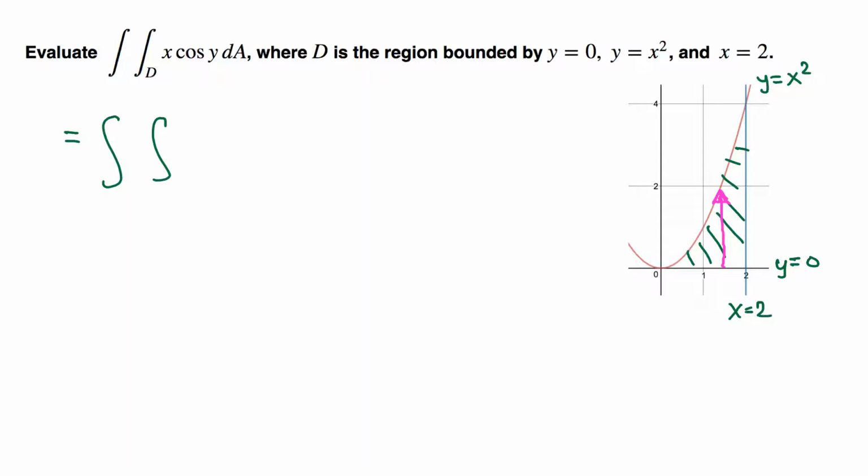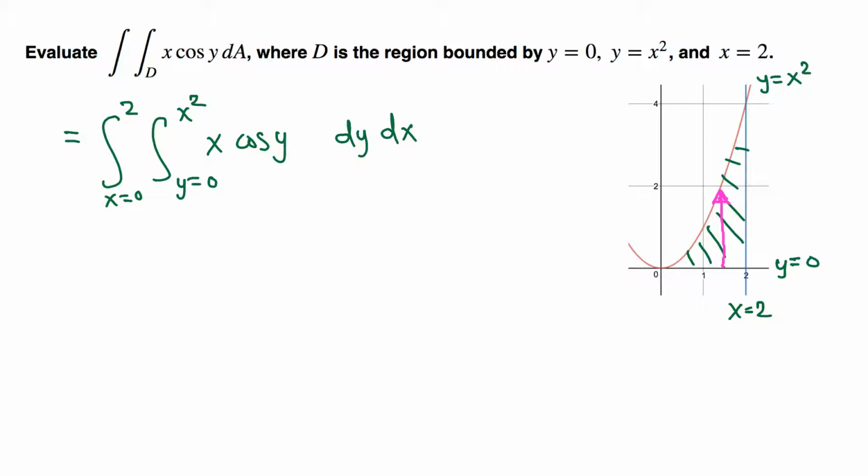First inside, so y goes from 0 to x square, so y from 0 to x square, so dy comes first, then dx, and our function is just x cosine y. And for x, look at this curve, 0 all the way to 2, so x from 0 to 2. So we converted this double integral over the region D into an iterated integral.